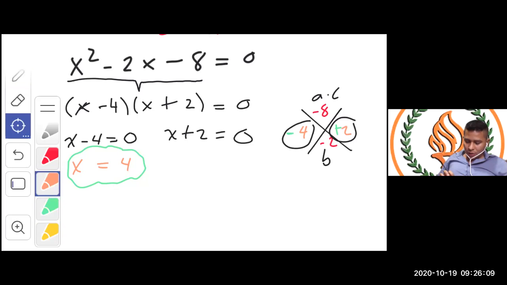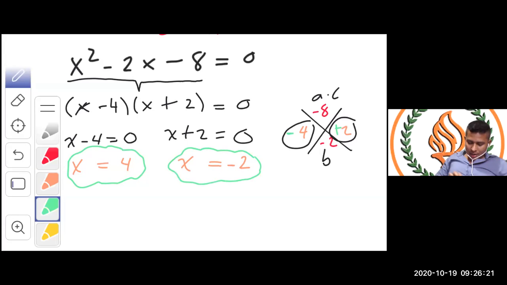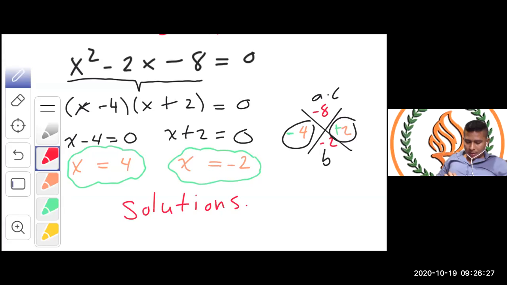Okay, let's try to solve for x here. x must be alone. And this positive 2 on the other side, guys, is going to be negative 2. Okay, and these are my solutions. That's it.